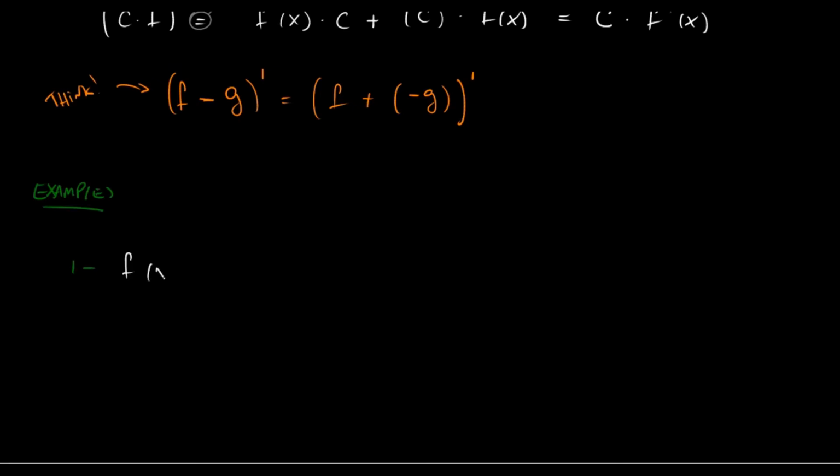In the first one, we're going to consider the function f of x equal x to the power n, where n is just some natural number. What we're going to do is prove that the derivative of this function is n times x to the power n minus 1. And we're going to do this with induction. Again, if you don't remember induction, I recommend you check out the Algebra 1 videos, where we explain induction and look at various examples.